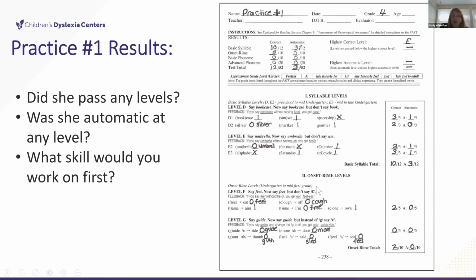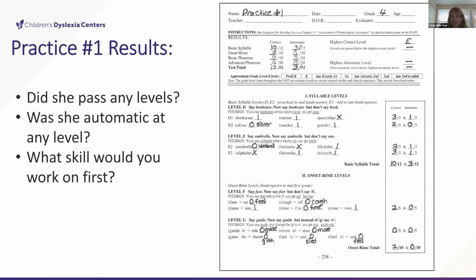Looking at the onset and rhyme level, she had only tame correct and the last one, cone, correct. She did not have any automatic. So 2 out of 5 correct, 0 out of 5 automatic. And then level G, she didn't get any correct, none obviously automatic with that level.